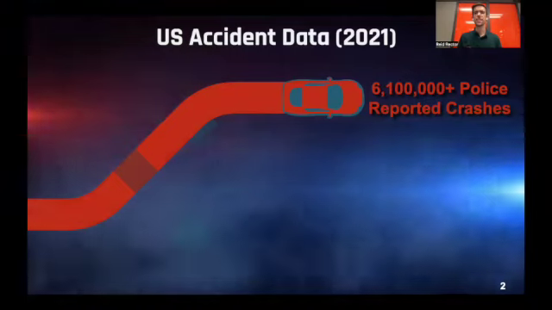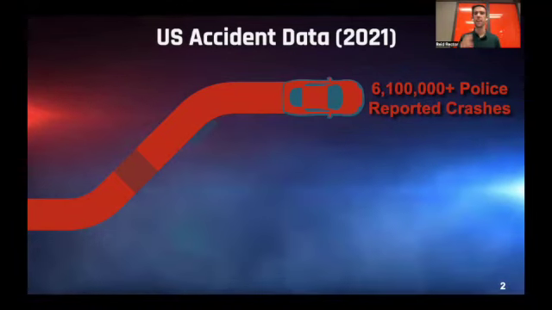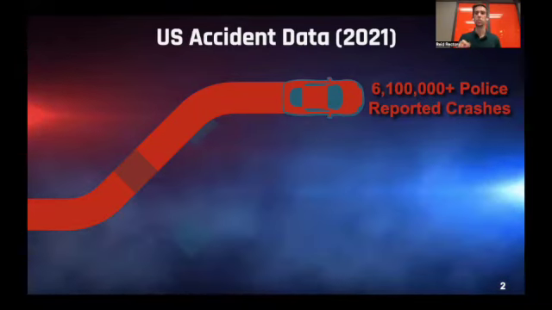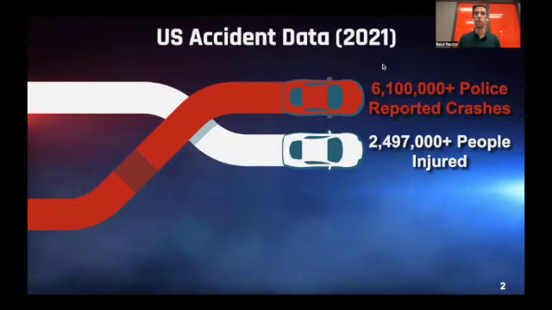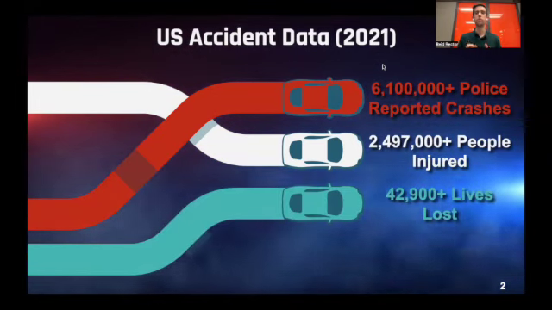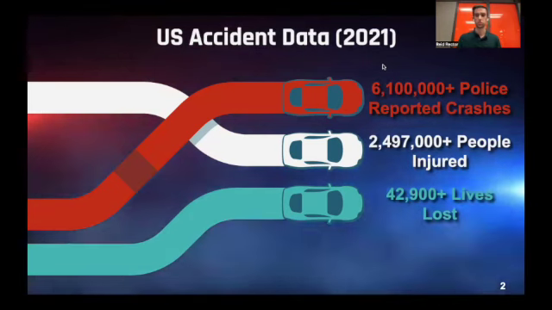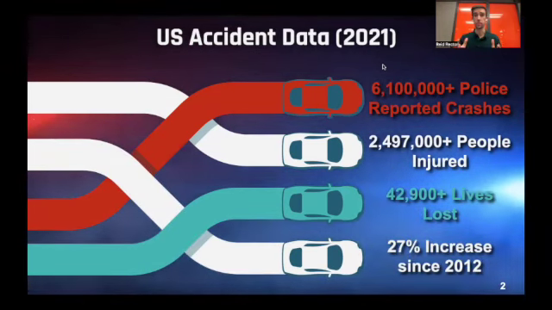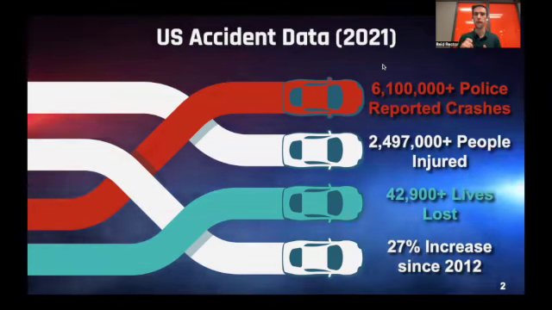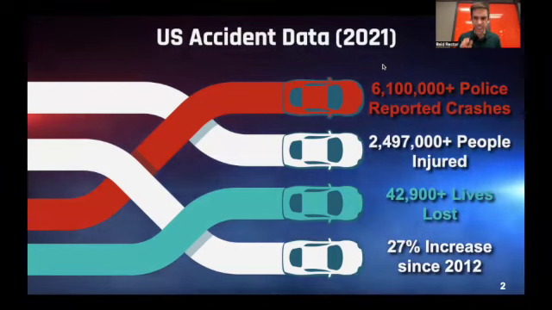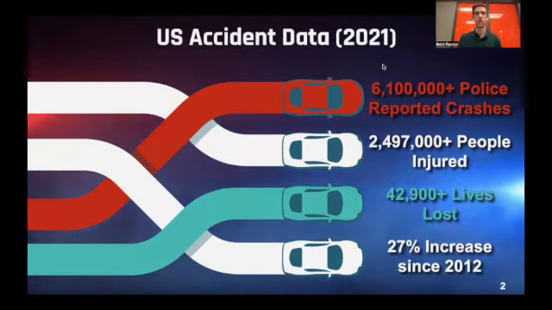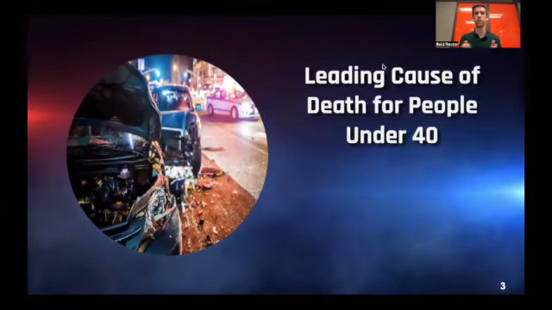But first, let's get into our general understanding. In 2021 alone, there were over 6 million police reported crashes in the United States of America. From that, almost 2.5 million people were injured and 42,000 lives were lost. This is not something that is decreasing. In fact, over the course of the past 10 years, from 2012 to 2021, there has been a 27% increase in fatal accidents. This is a major issue, and this is something that needs to be addressed.